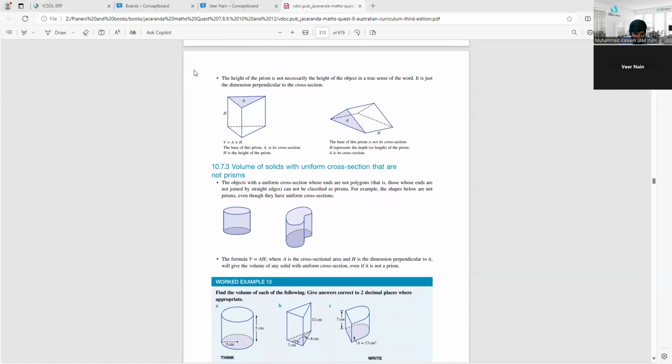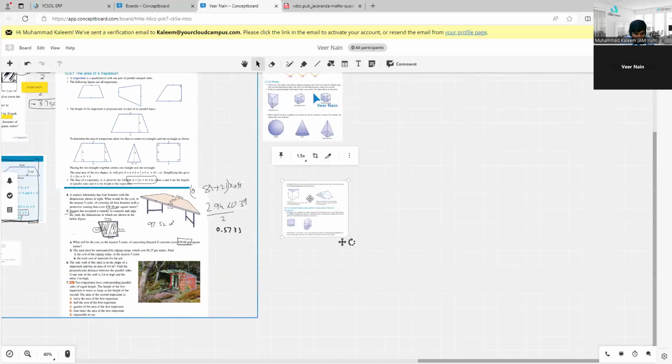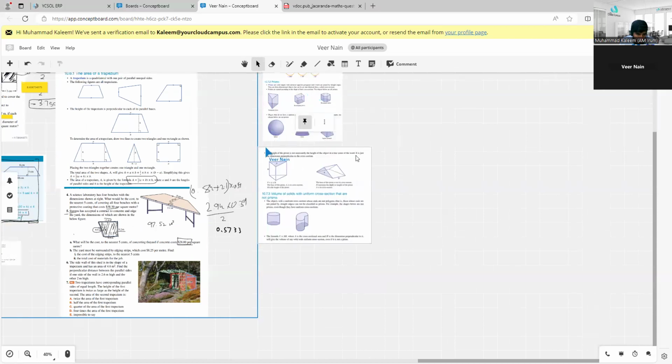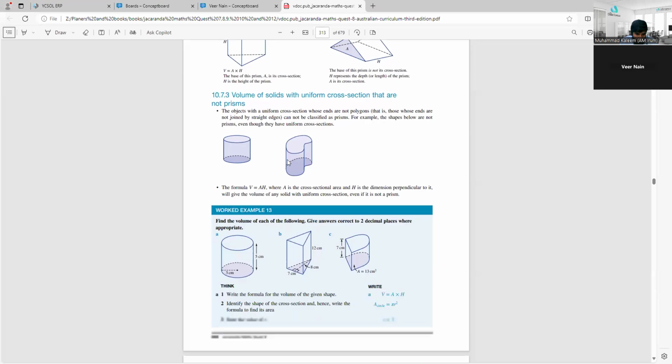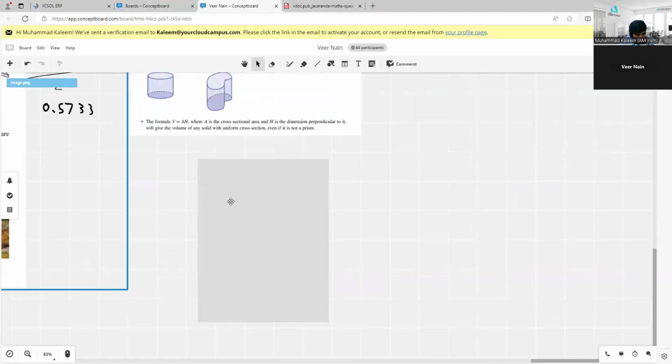Yeah, I already know some of the stuff. How can we find the volume of the sphere? Oh, I actually didn't know how to find the volume of a sphere or cone. I think I know how to find the volume of everything except the sphere.